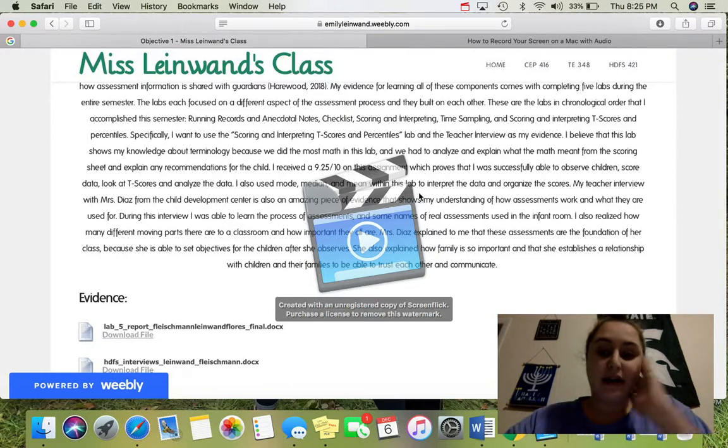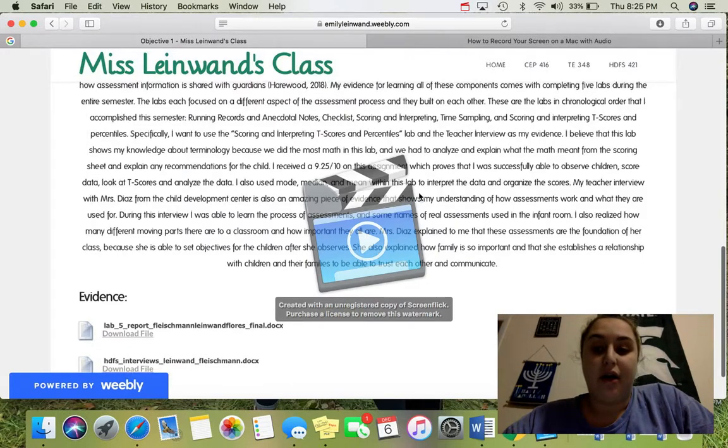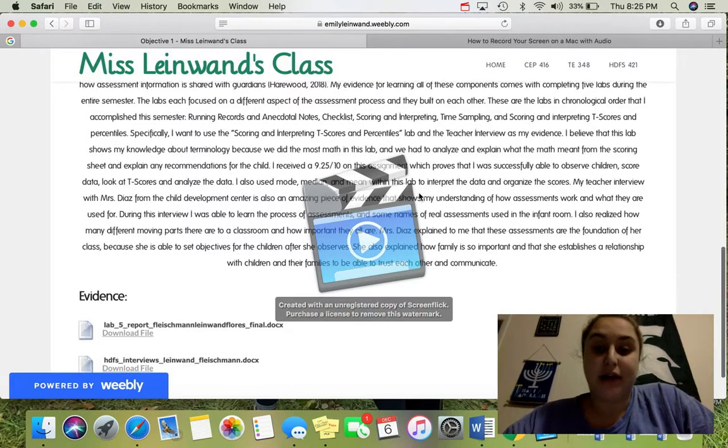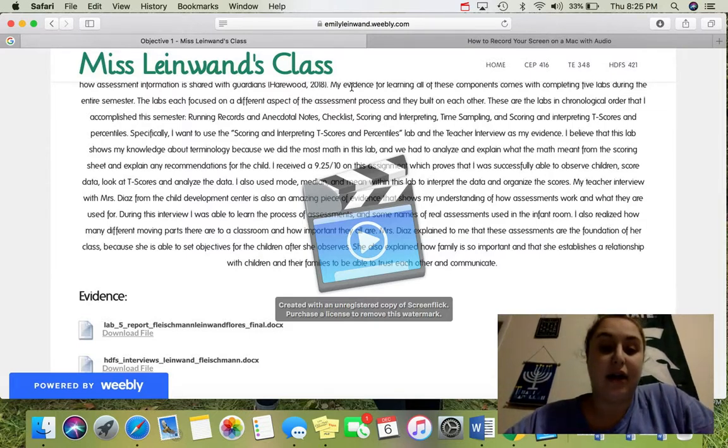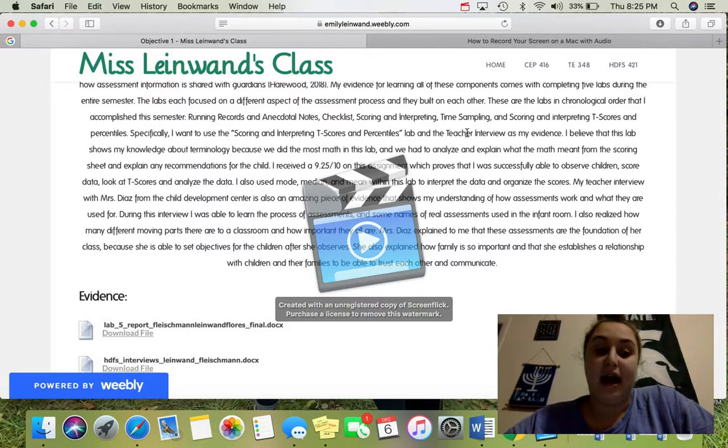So, like I said at the beginning, I really think that all of our labs throughout the entire semester really build on each other. At first, we start off with observing, and then we go into different kinds of assessments, like running records and anecdotal notes. And then our later labs go into more of the statistical mathematics, where we're analyzing our data, and we're writing recommendations about what we could do.